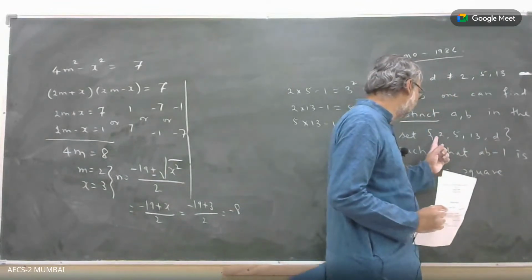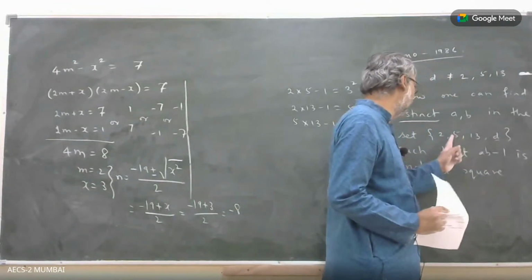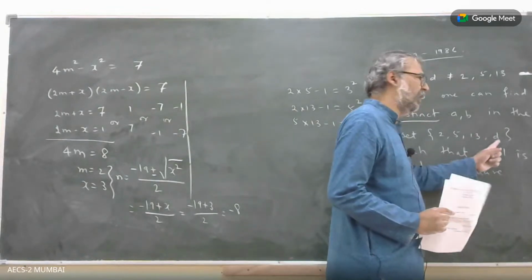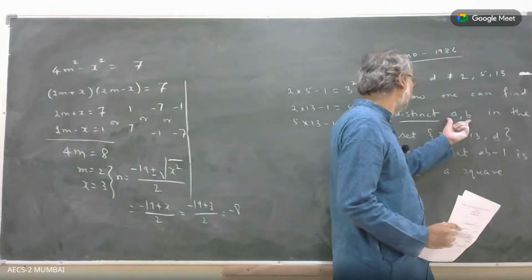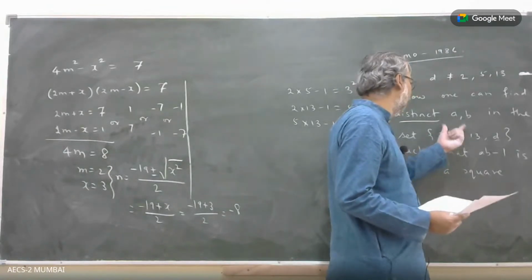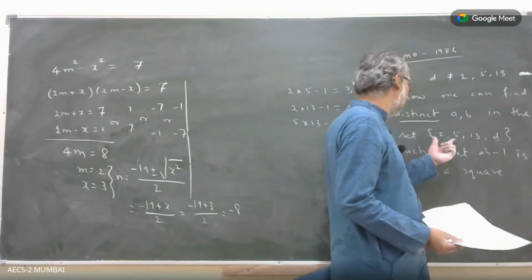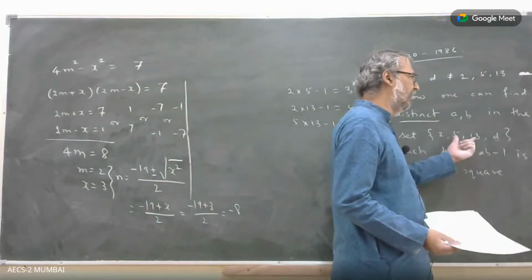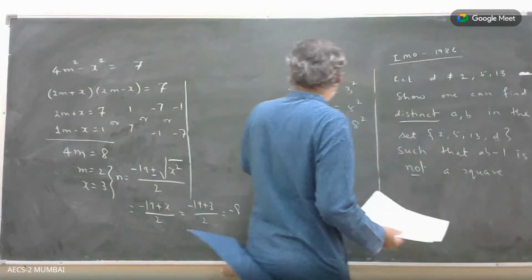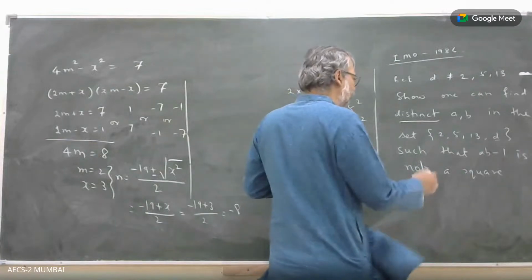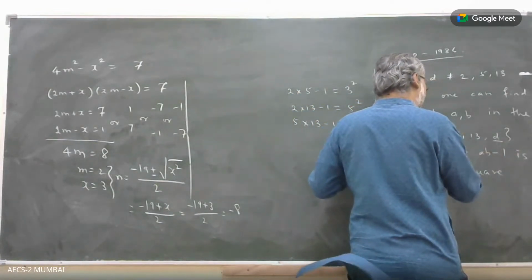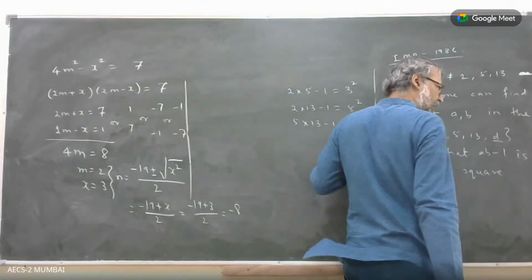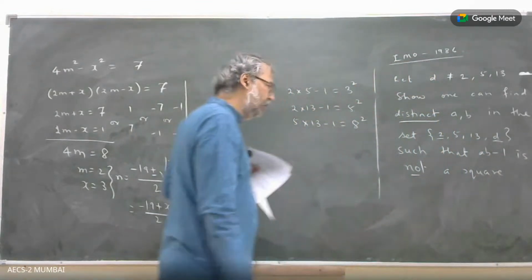So the question is, now you take any one more number d. All of them cannot be squares. Like 2d minus 1, 5d minus 1, 13d minus 1, all of them cannot be squares. So one can always find two numbers a and b, and one of the numbers should be d, because if I choose any two of these numbers, each of them gives me a square. So I can pick one from this and one d, and the product minus 1 is not a square.